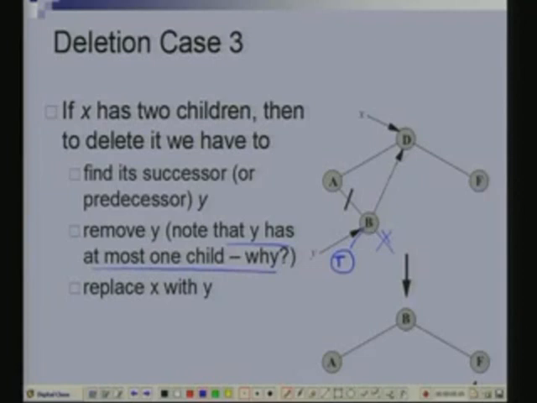b or y is the same thing. y is the reference and b is the content. So sometimes I'm calling it b, sometimes I'm calling it y, but this has at most one child. Okay. Now what do we do? Anyone? What do you think you'll do?